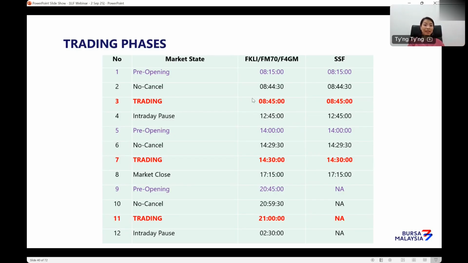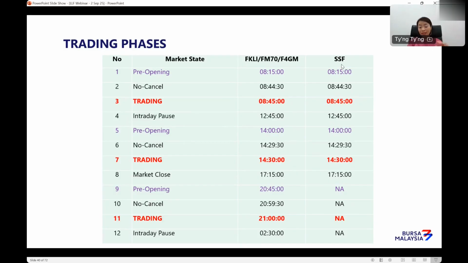Then we start with the trading session at 8:45 until 12:45. Now, afternoon session, the same thing. We start at 2:30. So before that, 30 minutes will be the pre-opening stage, and 30 seconds will be the non-cancellation phase, from 2:30 until 5:15.